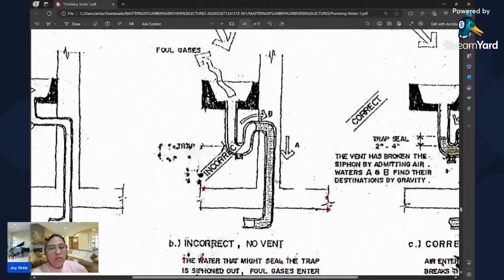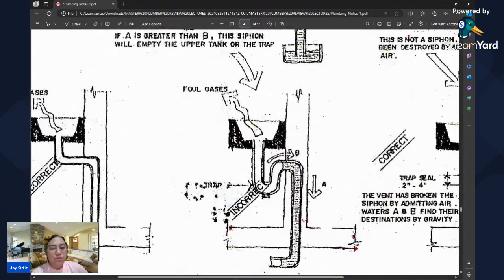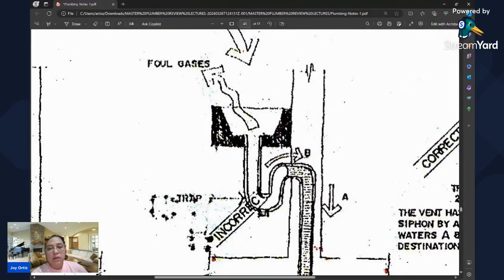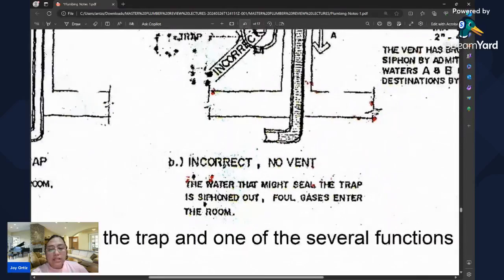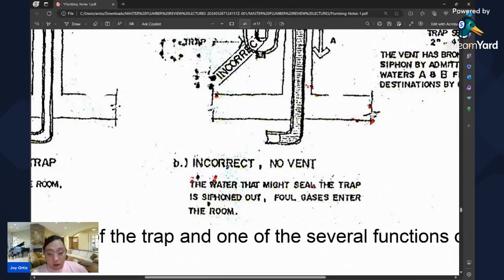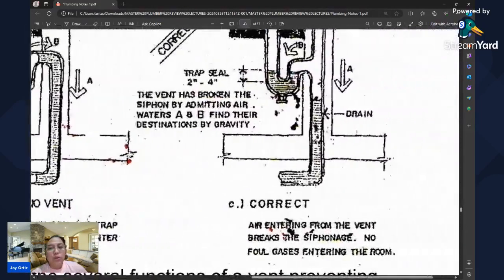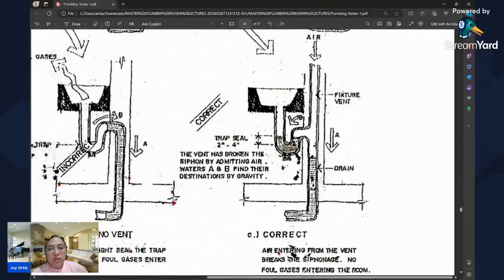Okay. So, incorrect, no vent. Meron naman po tayong trap, however, there's no vent. Ano po yung use ng vent? It is this one. Dapat may vent po tayo dyan. Then, the water that might seal the trap is siphoned out and foul gases enter the room. So, this is the correct version. We need to have the vent pipe.